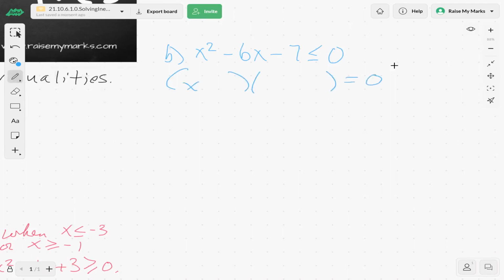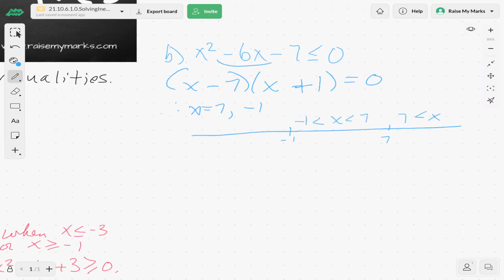We're going to consider the situation when it equals 0. So we have x's, what are the factors? 7 and 1. Good, and our cross term is negative 6x, so we place our negative and positive in the appropriate places. Therefore, x equals 7 or negative 1. Let's take our number line and divide it up, and consider when x is greater than 7, x is between negative 1 and 7, and when x is less than negative 1. Our two factors are x minus 7 and x plus 1, and then we're also going to consider their product.